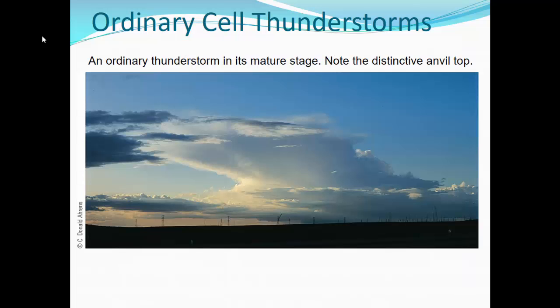And here is a nice photograph of an ordinary cell thunderstorm somewhere out over the plains, and you can see just one cumulus cloud with a massive growth vertically. We get that very distinctive anvil top on the upper levels and a heavy rain down there at the surface, but it's not a multi-cell, it's not in a cluster. And this particular thunderstorm all by itself, it could become strong enough to reach severe levels, but most likely it will rain itself out within that 60-minute time frame.